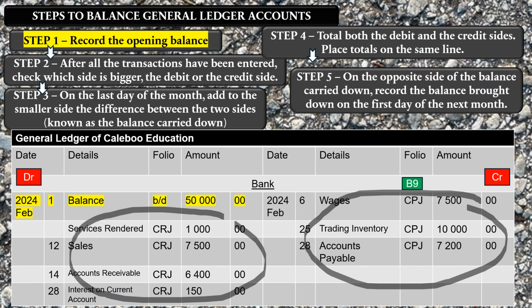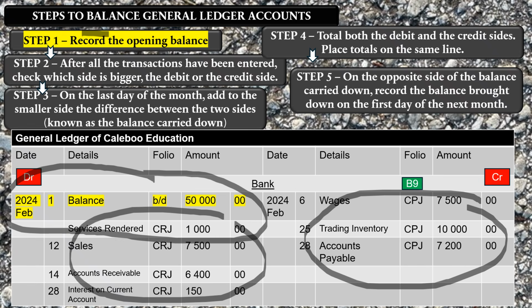You need to balance this account. Step 1 for balancing is record the opening balance. Now fortunately we have already done that. The opening balance for this account was 50,000. So we've done step 1 and we've recorded the opening balance.